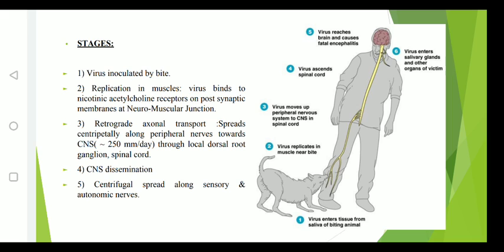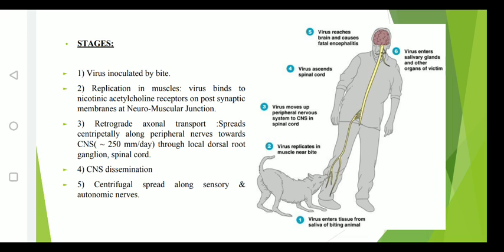Okay, second point, replication in the muscles. The virus will replicate in the muscles in the area near the bite. Then the third step: the virus moves from the peripheral nervous system to the central nervous system through the spinal cord.